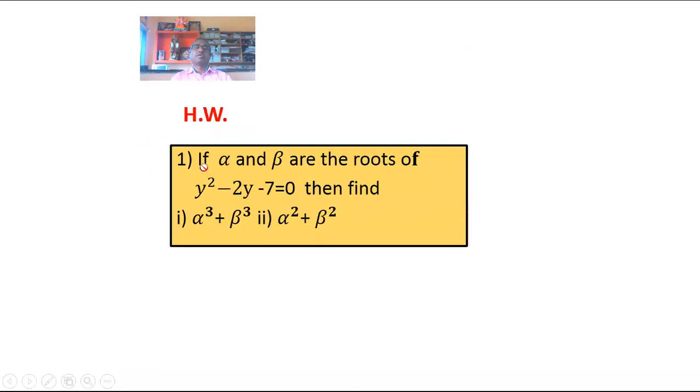Homework. If alpha and beta are the roots of y square minus 2y minus 7 is equal to 0, then find first alpha cube plus beta cube and second alpha square plus beta square. Write down for homework problem.